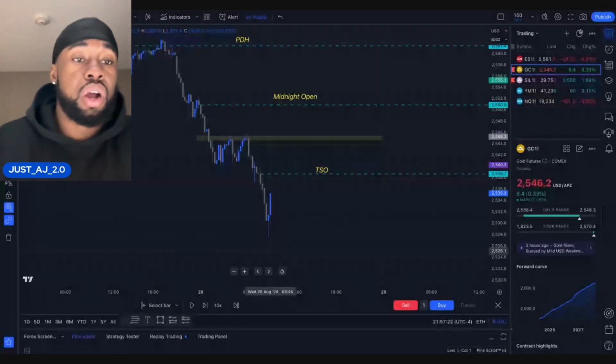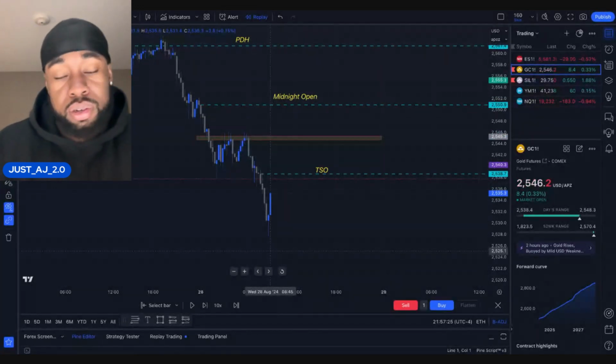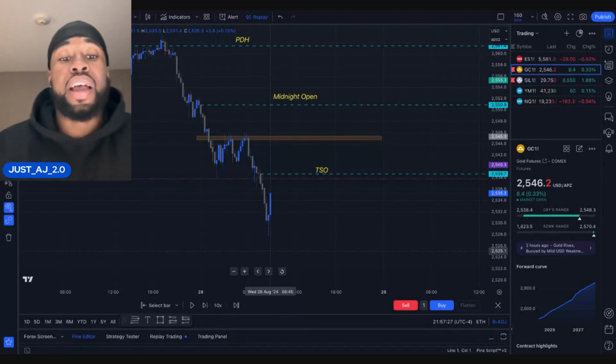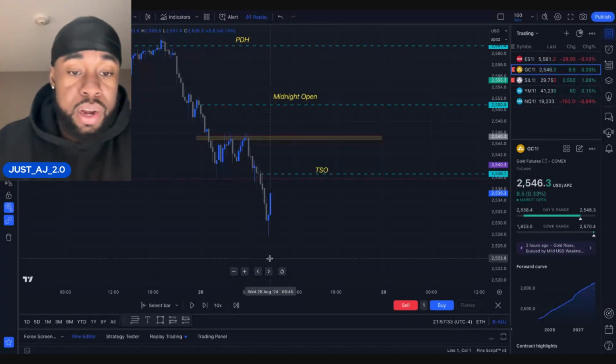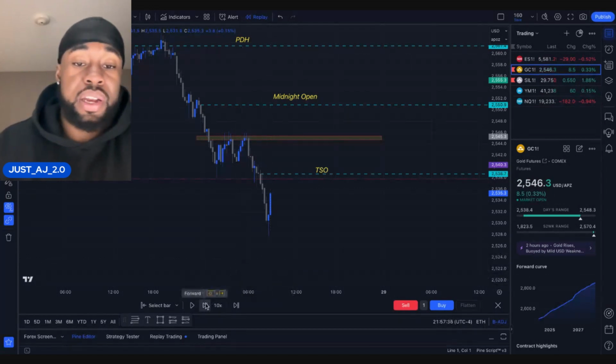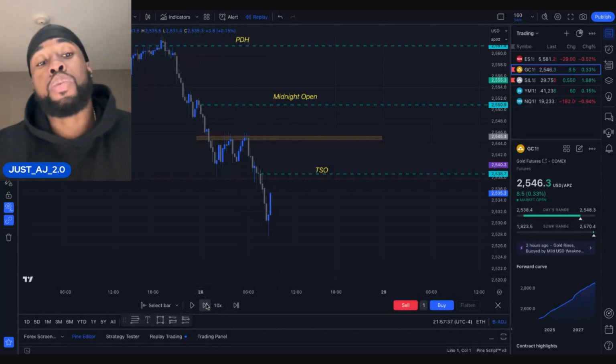On the 15-minute chart, I'm looking for price to show momentum and to have a nice sized gap in order for me to get long. So we're at 8:45 right now. Again, we're coming to the markets at 9 a.m.